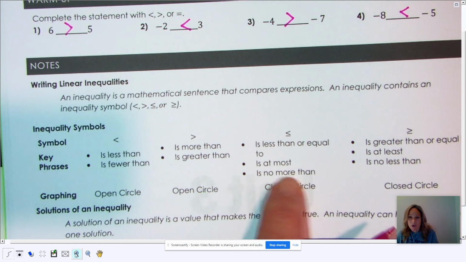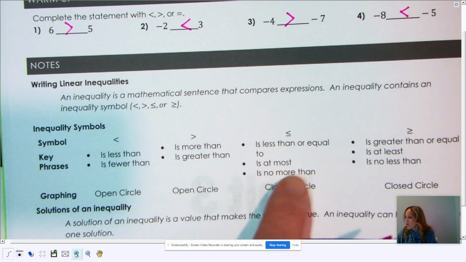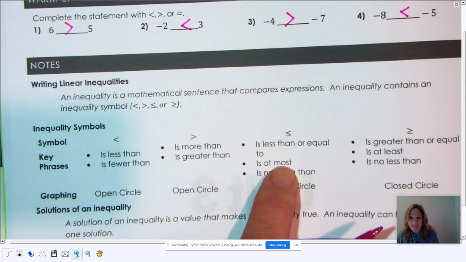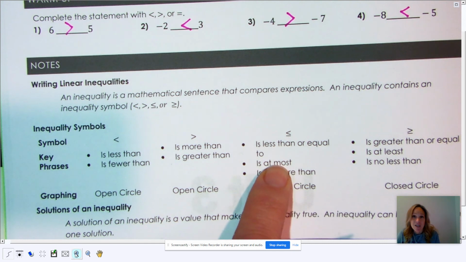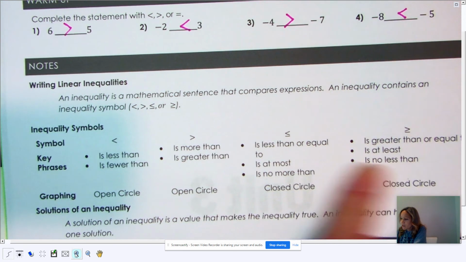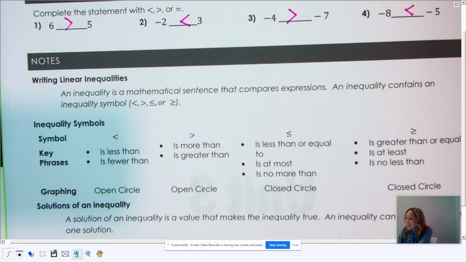Even though it has this word more, it has the negative, like no more than, or this one, at most, is actually a less than or equal to sign also, right? You could be at most 12 years old to order off of the kid menu. So you have to be less than or equal to 12. Some of those things are kind of counterintuitive, but we've listed them here in your notes so that you can refer back to that if you ever get confused.